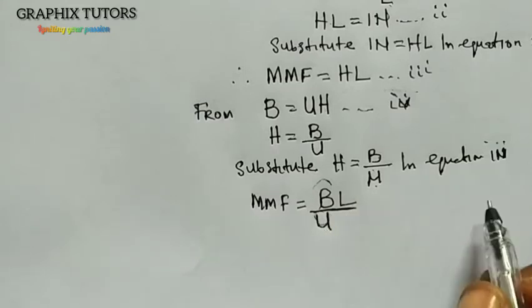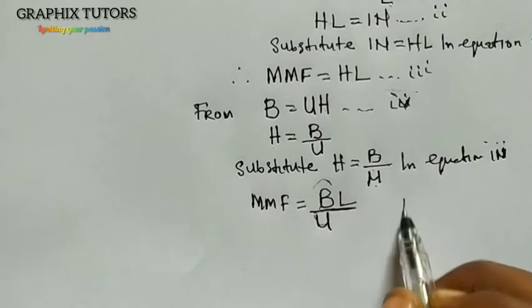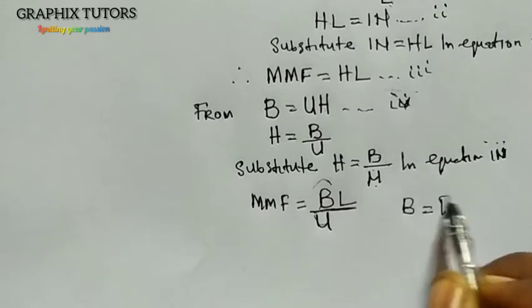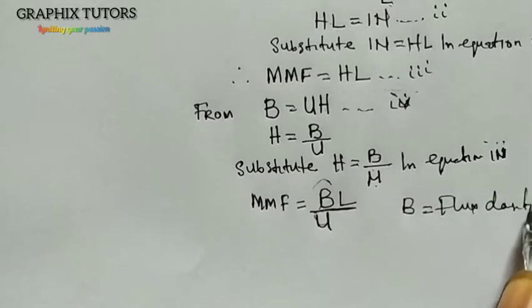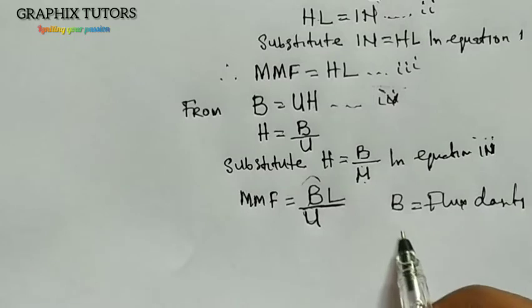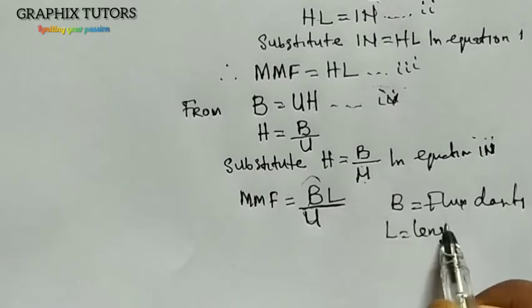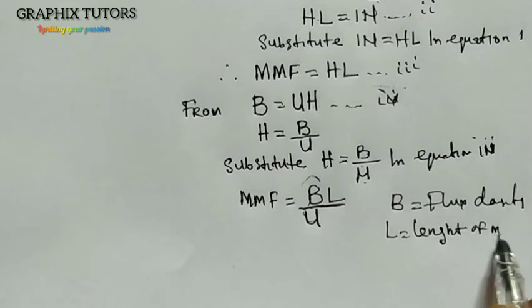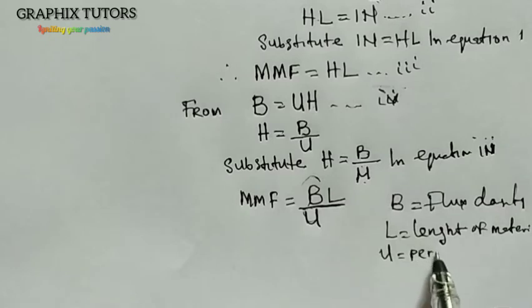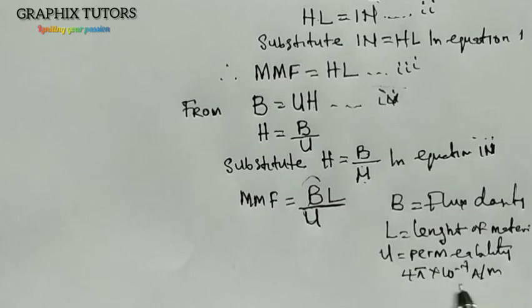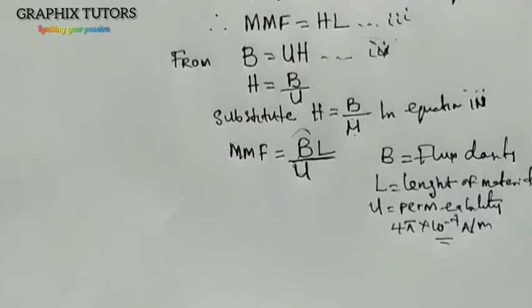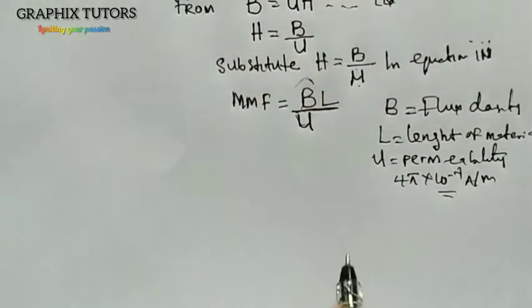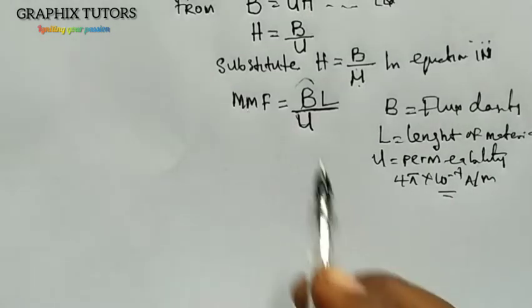So I'm going to write that my B is the flux density, right? My L is the length in meters of the material. Then mu is given as the permeability, which is 4 pi times 10 to the power minus 7 amperes per meter.